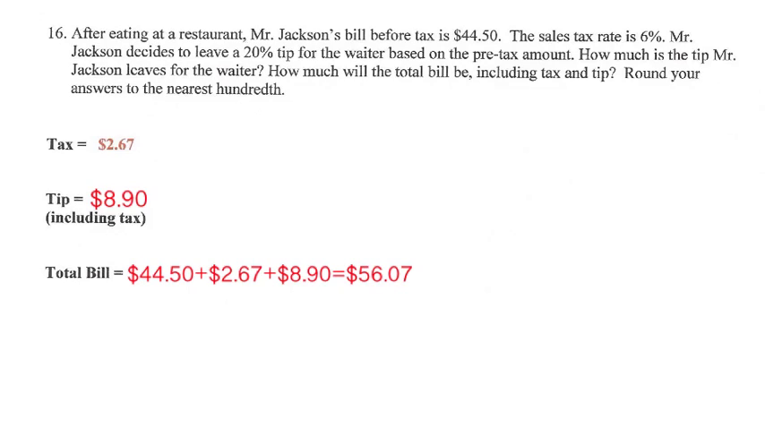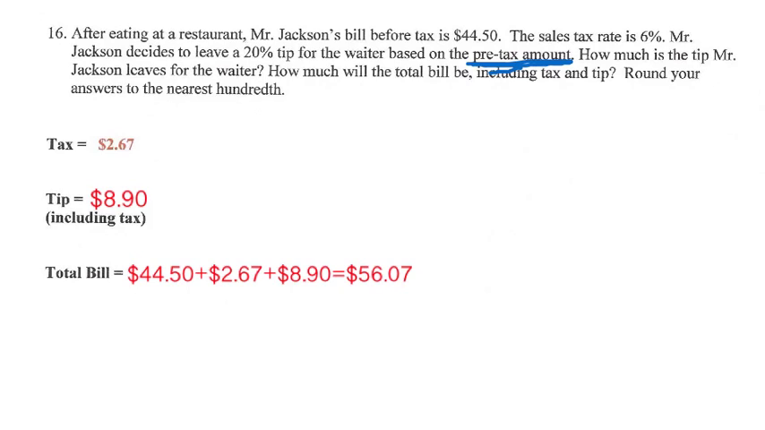Number 16. After eating at a restaurant, Mr. Jackson's bill before tax is $44.50. The sales tax rate is 6%. Mr. Jackson decides to leave a 20% tip for the waiter based on the pre-taxed amount. How much is the tip Mr. Jackson leaves for the waiter? How much will the total bill be, including tax and tip? Round your answer to the nearest hundredth.